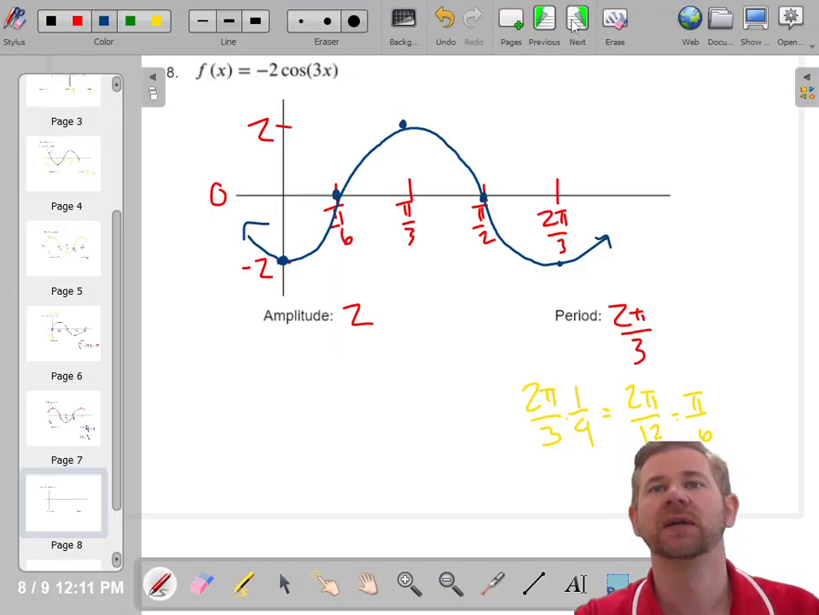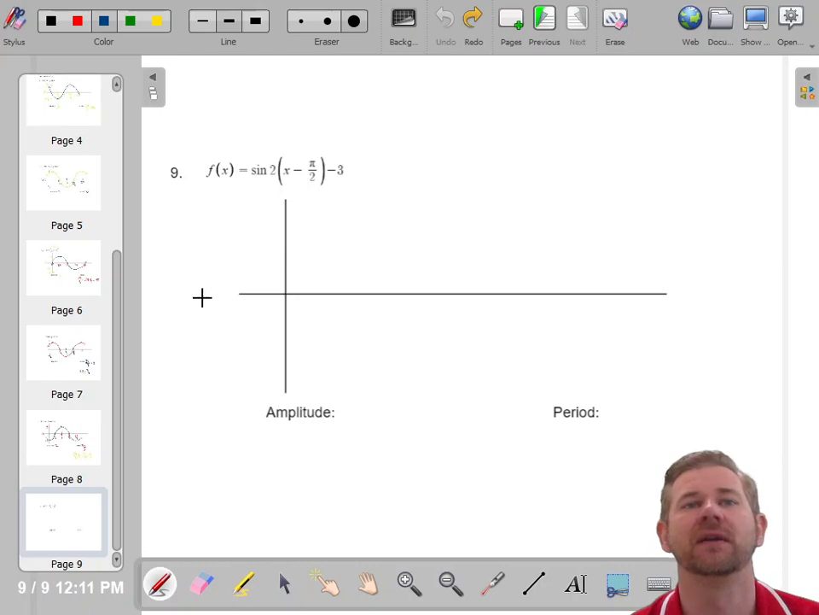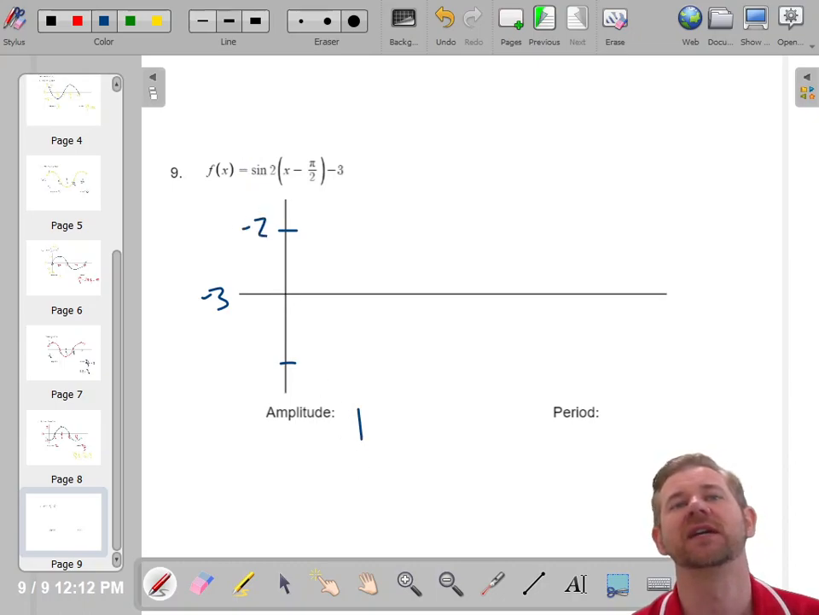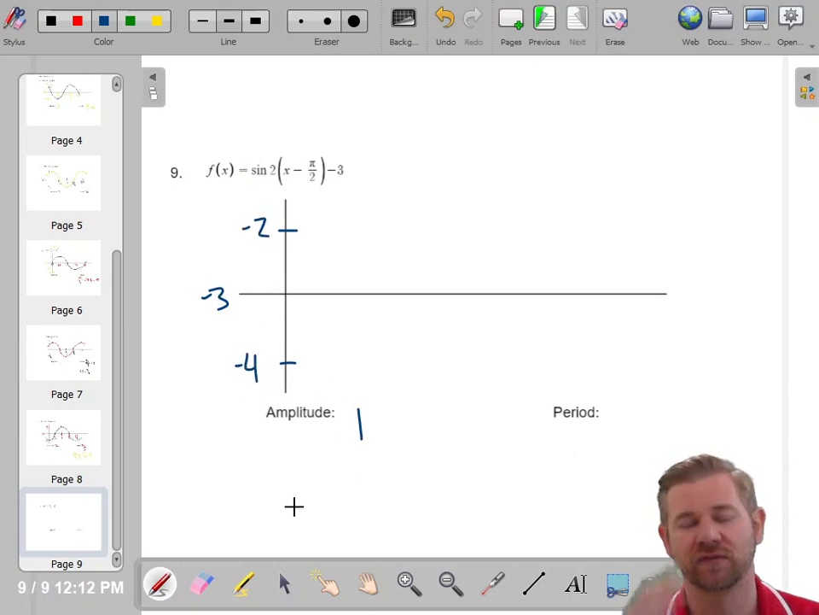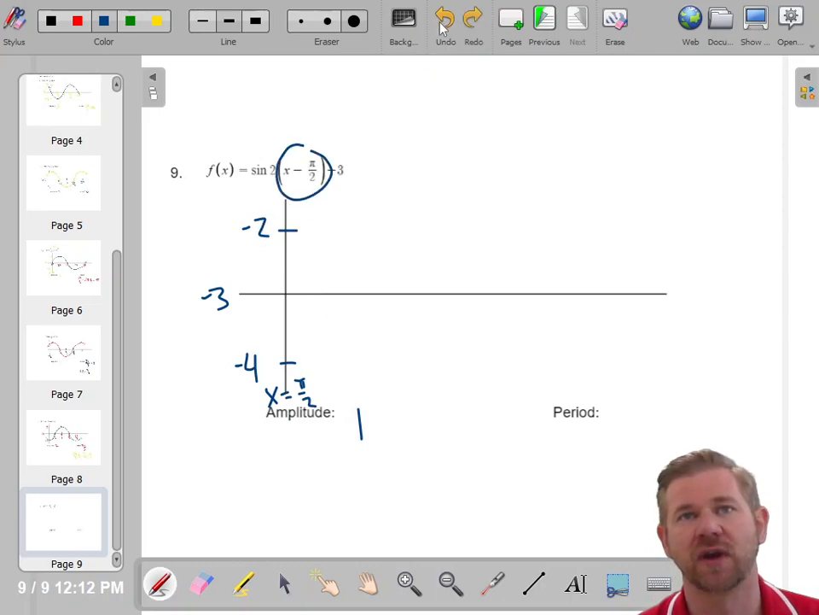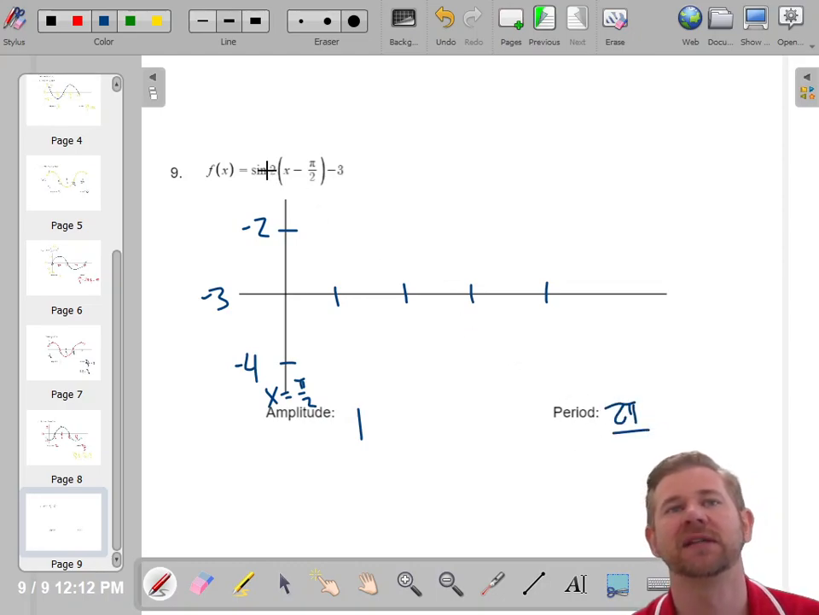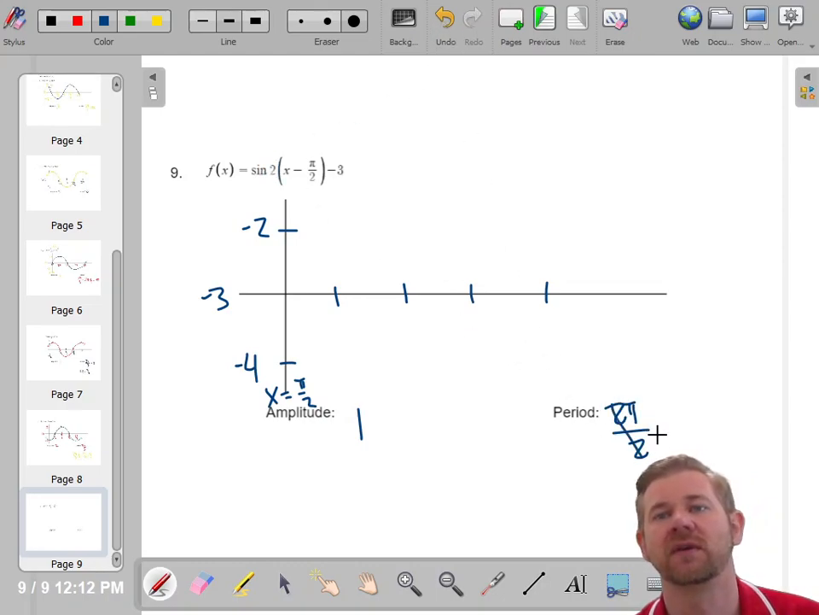All right, one more that's got a phase shift and a vertical shift and a period change. This is about as bad as they get. First thing, -3, right here, -3. There's no coefficient, so the amplitude is 1. So if you go above that, you're at -2, and if you go below -3, you're at -4. All right, now, because there's a phase shift, I'm going to start at x equals pi over 2, okay? That's because it moves right pi over 2. And now the period is supposed to be 2 pi, but it's cut in half, so now it's 1 pi.